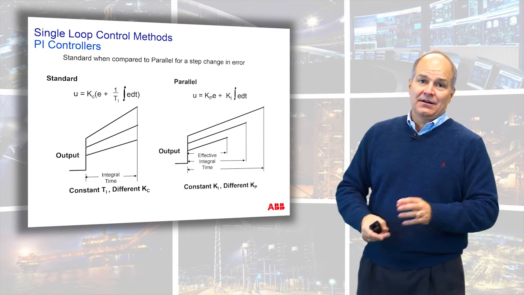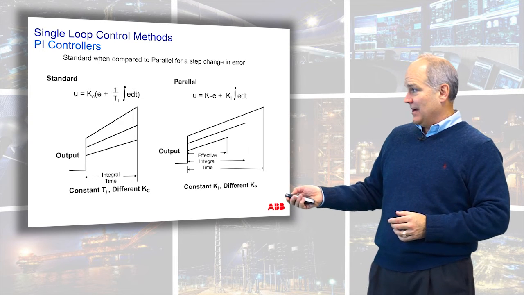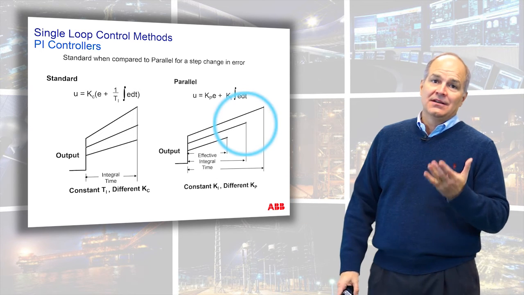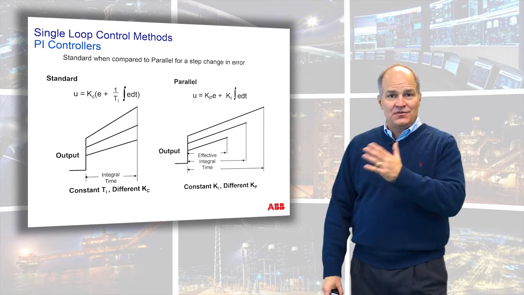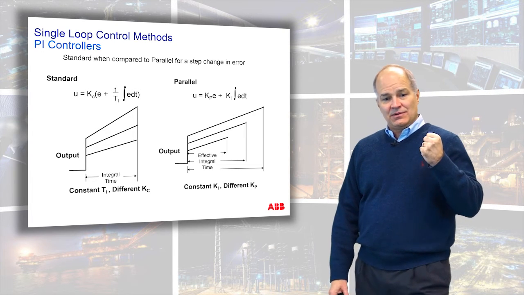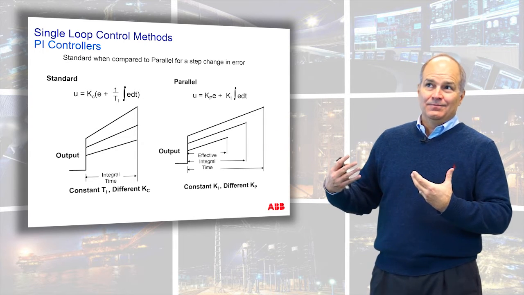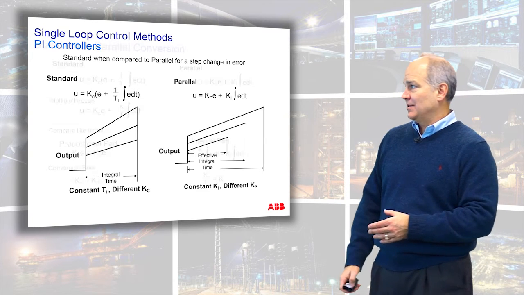On a parallel algorithm, if you want to change the speed so that you have the same effective integral time, you have to not only increase the proportional, but also increase the integral. That's the only difference. And once you figure that out, it's not that big a deal. But if you don't know, you can actually tune it one way for set point change and have very poor performance for disturbance regulation.